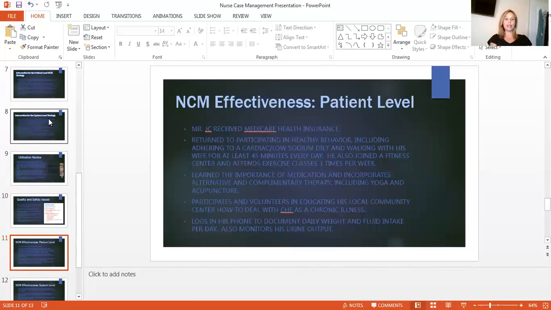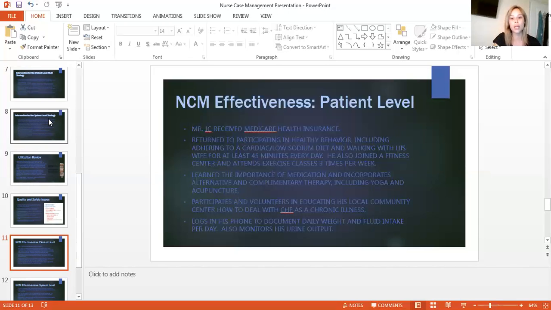So NCM effectiveness at the patient level. Mr. JC did receive Medicare health insurance due to his age, anyone above the age of 65. He returned to participating in healthy behavior, like adhering to a cardiac or low sodium diet, and he walks with his wife at least 45 minutes a day. He also joined a fitness center and attends exercise classes 3 times per week.